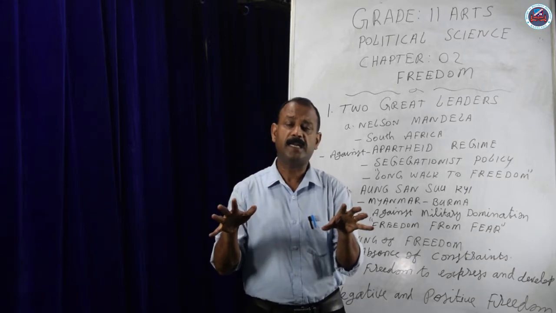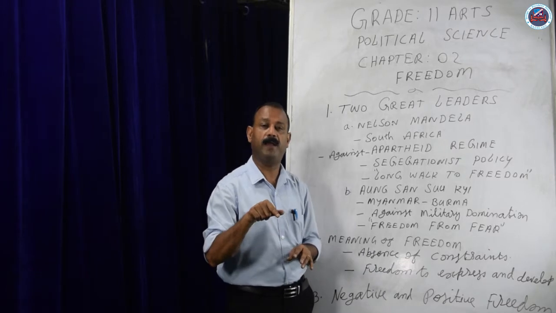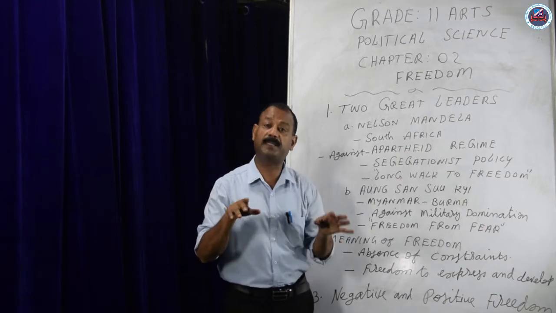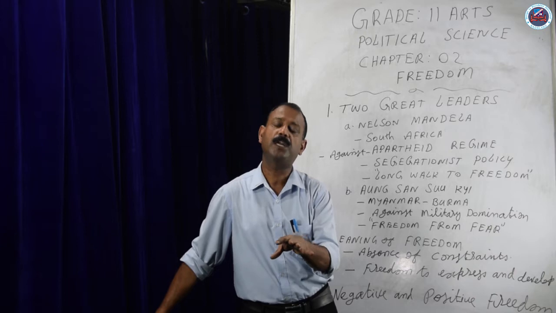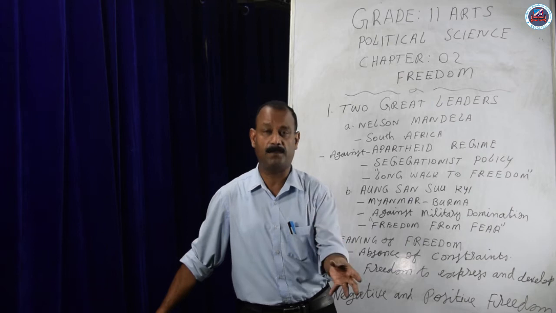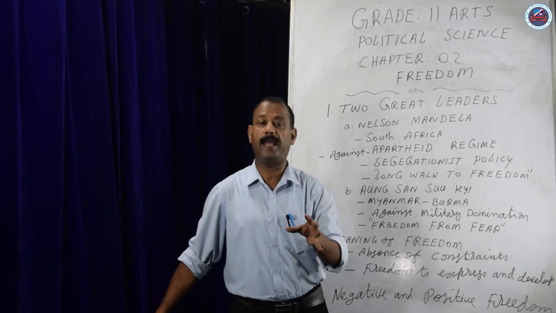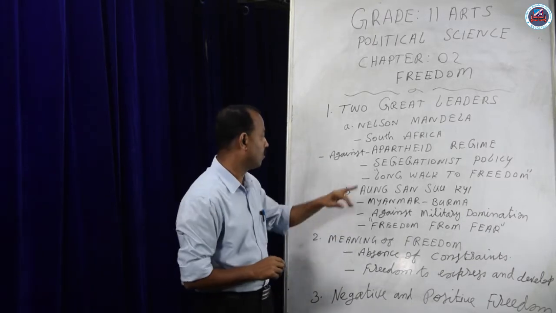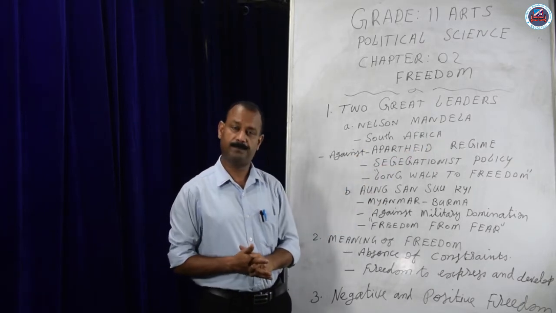And this racist policy followed by the British in South Africa is known as the apartheid regime. Apartheid regime is the segregationist policy followed by the British in South Africa, where the white dominated the black. They discriminated against the black. They did not allow the black to live as human beings in South Africa. This policy was called apartheid regime, and Nelson Mandela fought against this.